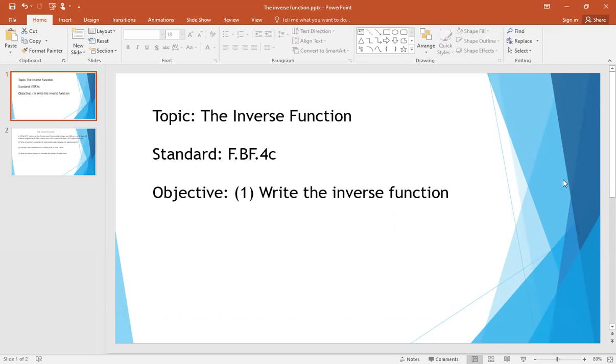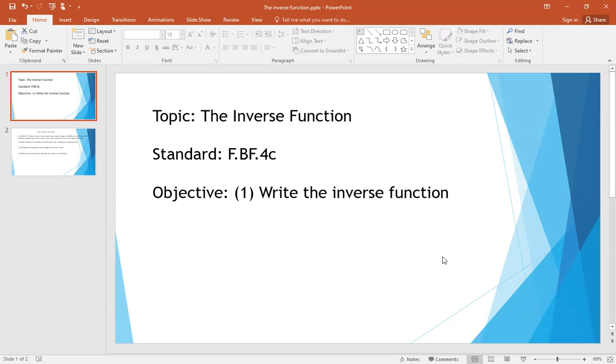So the inverse function undoes whatever the function does. So the domain of the function becomes the range of the inverse function, and the range of the function becomes the domain of the inverse function.